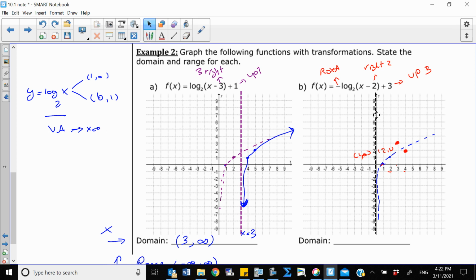Now, how about the asymptote? If I reflect this line over x-axis, again, I'm not going to see anything because this is a long line. Then I move it right 2 and up 3. Again, for moving up 3, I'm not going to see any change. So my asymptote is going to be this one.